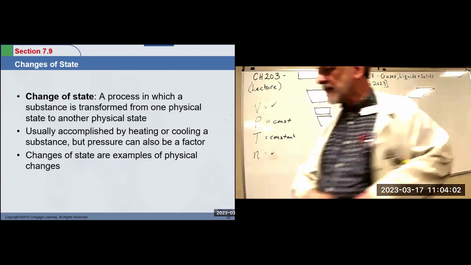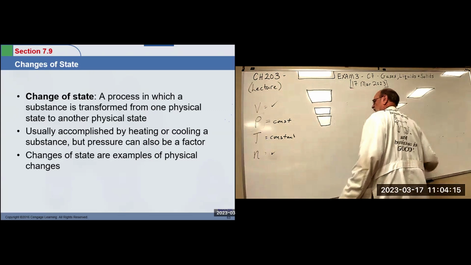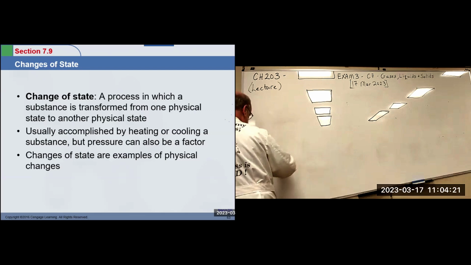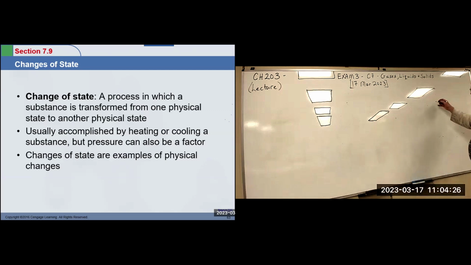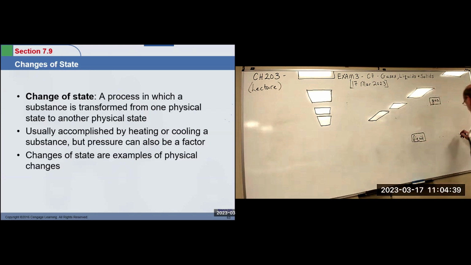If we put this in a visual form, the authors have a nice little diagram, but I'm going to draw one of my own. If, say, we have a gas here, that's the gas state, and we have a liquid state over here, and we have the solid state over here.